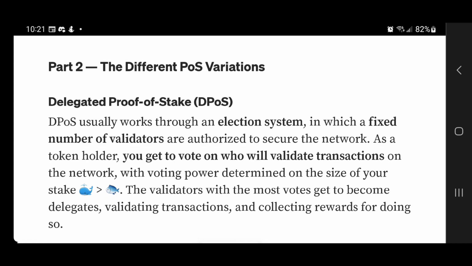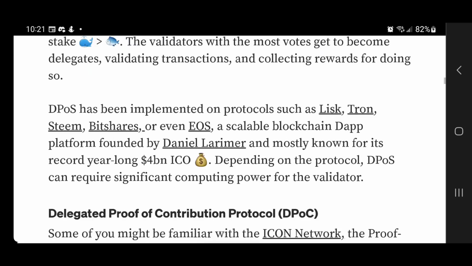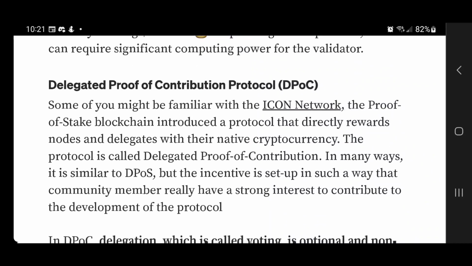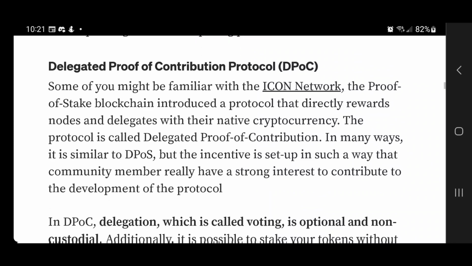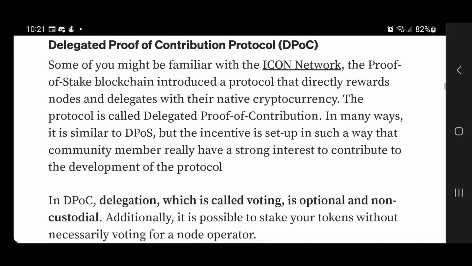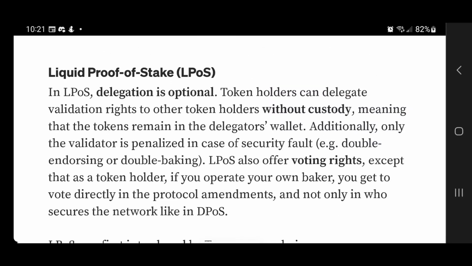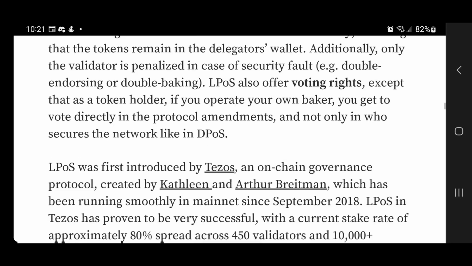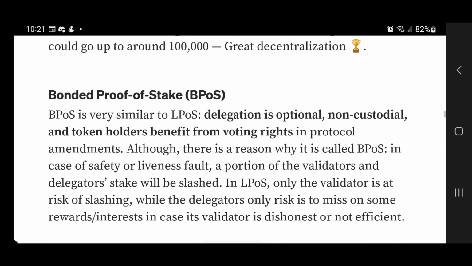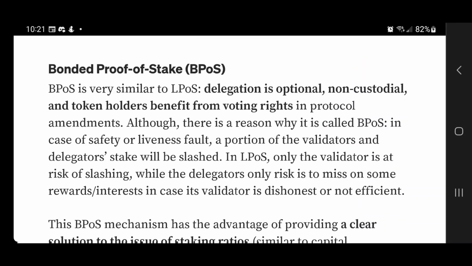So the different types, we got delegated proof of stake, delegated proof of contribution protocol. They're referencing the Icon network for that one. Got a liquid proof of stake. Delegation is optional. Token holders can delegate validation rights to other token holders without custody, meaning that the tokens remain in the delegator's wallet. And then bonded proof of stake. That's what we're talking about here with the Coreum.